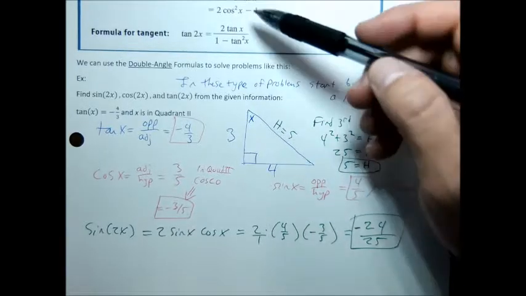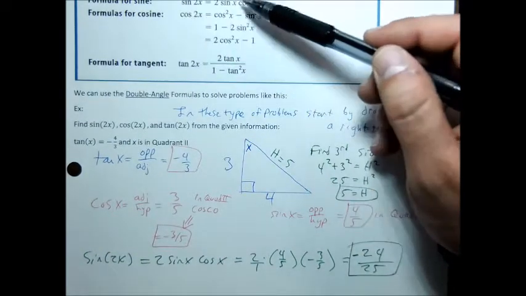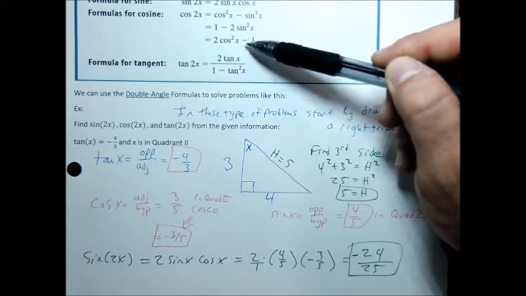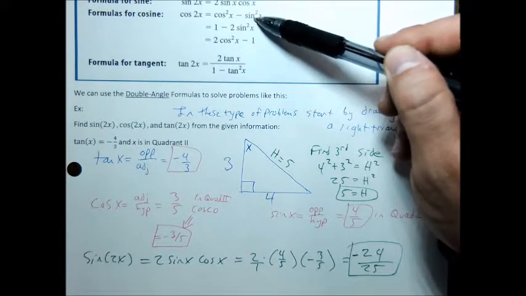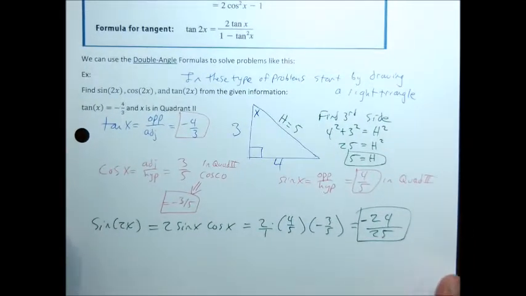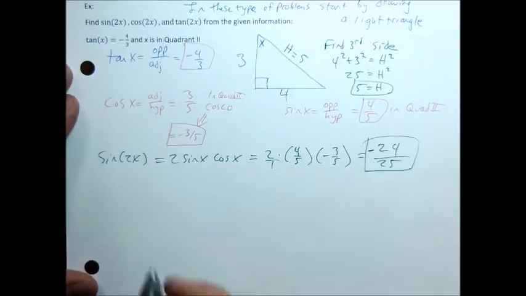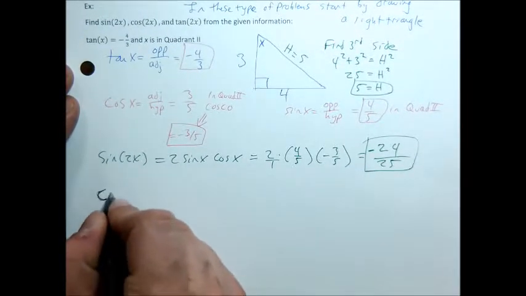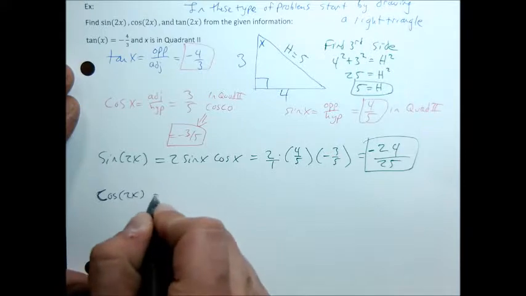For cosine, if we want cosine of 2x, it has 3 formulas. We can use any one of those formulas. One has sine and cosine, one has just sine, and one has just cosine. And so we can use any of those. They'll all give us the same answer. I'll write down all 3. And so cosine of 2x is one of the following.